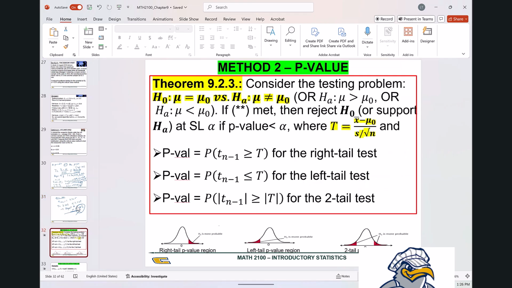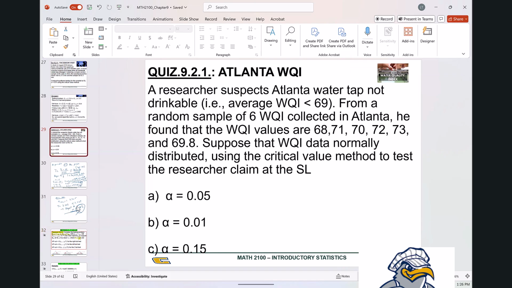And here the method 2, we call it the p-value method. In this case, instead of calculating the test statistic and comparing it with the cutoff, we calculate the p-value. And by the way, I think we forgot to check the conditions. It's always good practice to check the conditions before we apply the theorem.